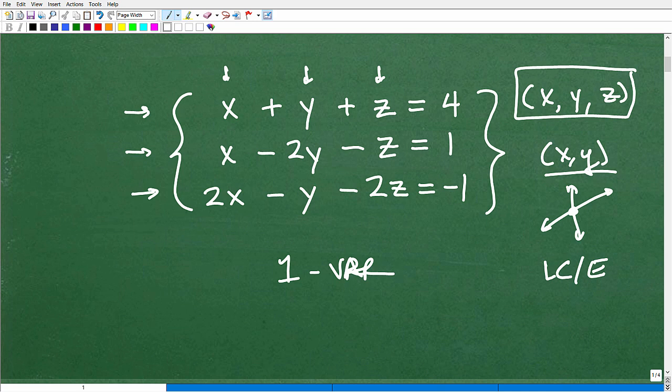So here, I'm going to get rid of the variable z. And then I'm going to create 2 equations that involve both x and y. I'm going to solve that system, and then I'm going to use that information to go get z. So I'm going to eliminate one variable. In this case, it's going to be z. I'm going to use 2 equations.